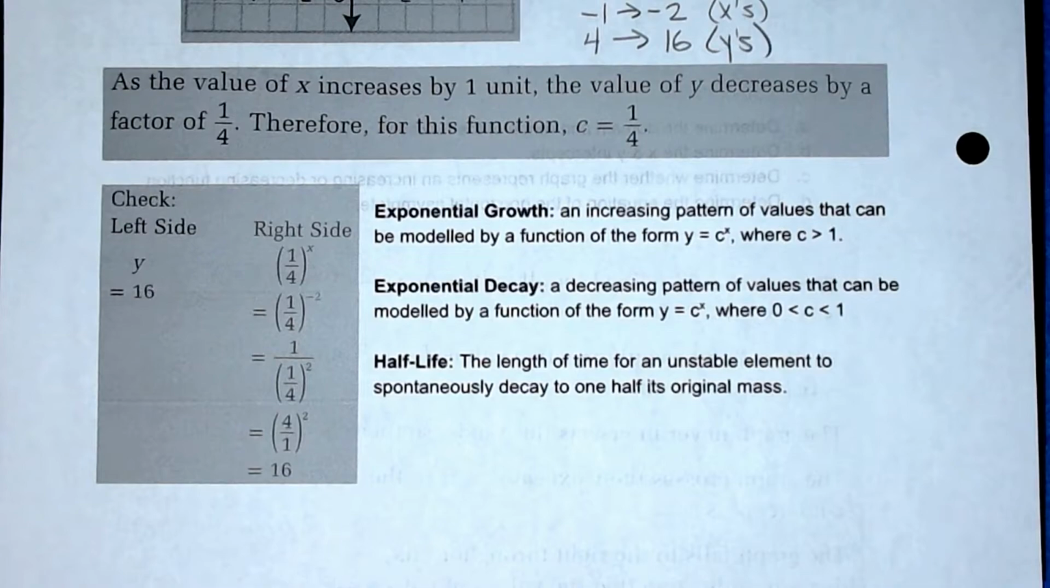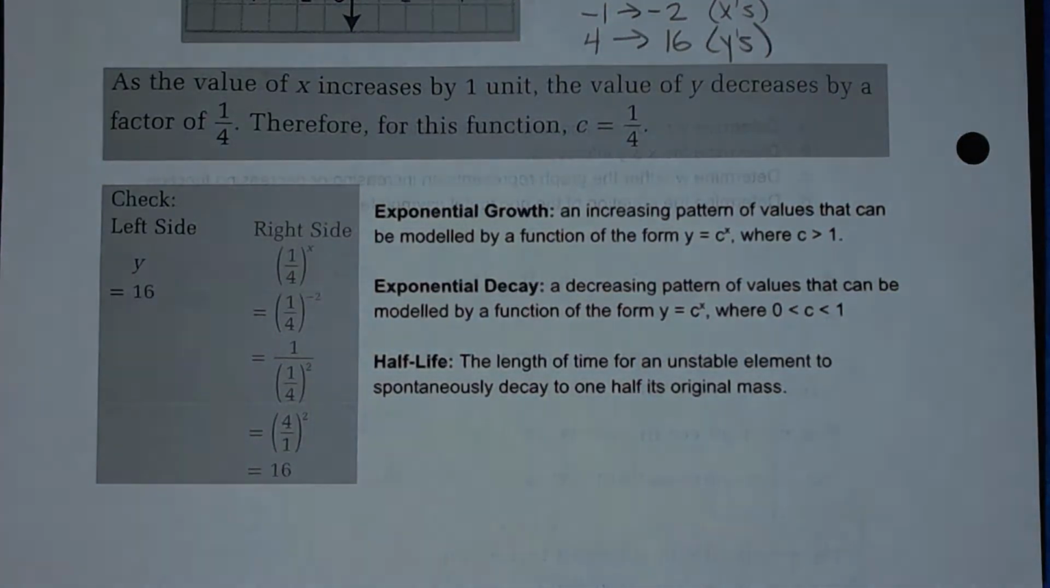Typically, if you're given a chemistry example here, they'll use the word half-life, and that's the length of time for an unstable element to spontaneously decay to 1/2 of its original mass. Typically this is seen in radioactive elements like uranium or radium, which is coming up in the example. So it's just a term so that you know what we're talking about in the question.